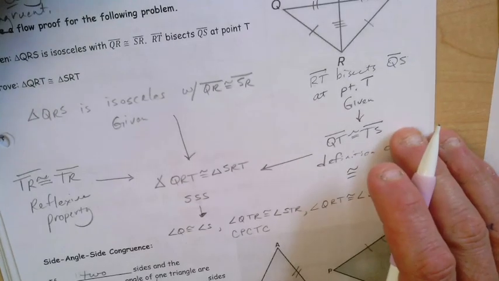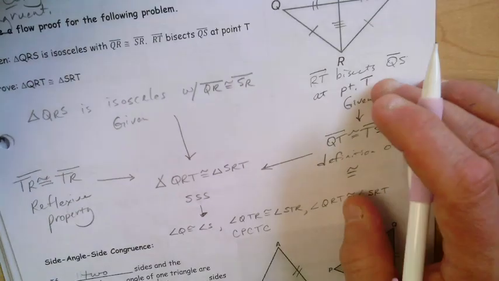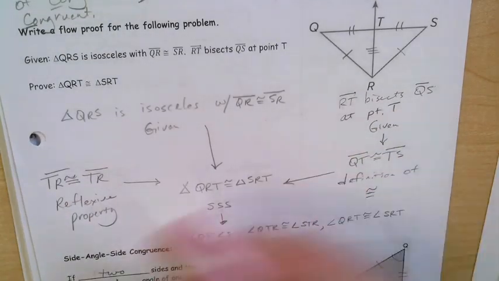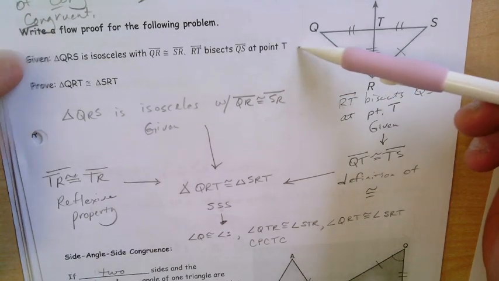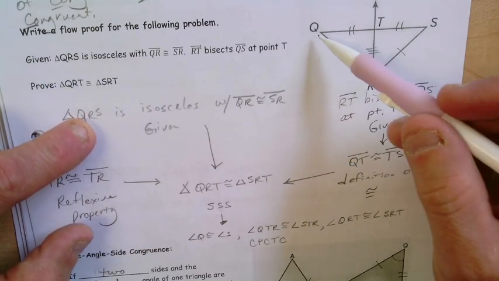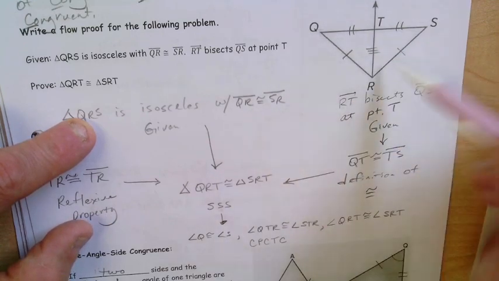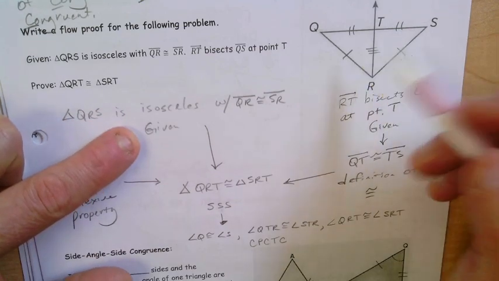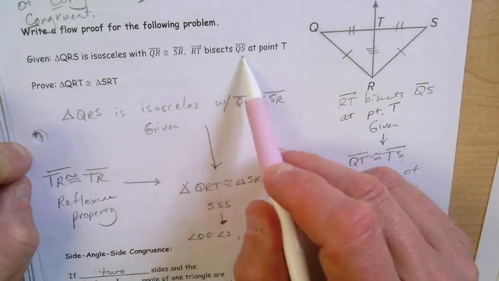What that means. Now, this next part, again, we're talking proofs here, and that's why I'm walking you through this. A flow proof uses arrows to show the flow of the proof. And so as I look at the first part, we're told that triangle QRS is isosceles. What isosceles means is that you have 2 congruent sides. And so they went a step further and said, hey, QR is congruent to SR. That's the given.